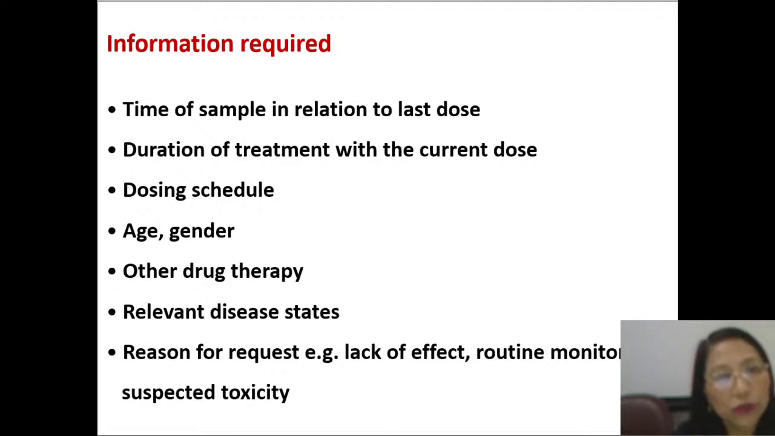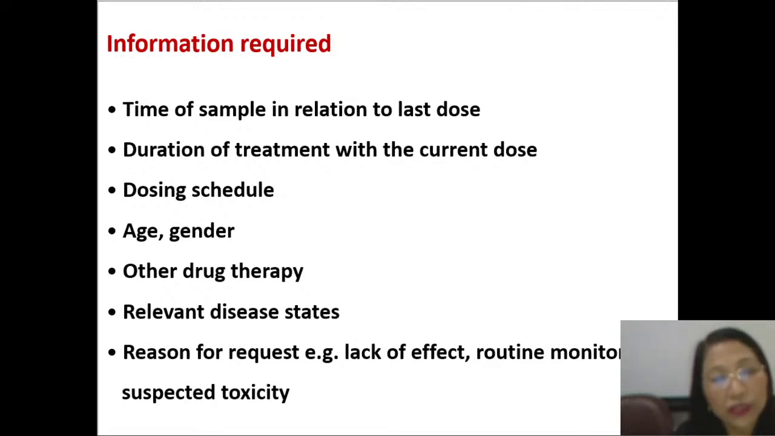We also need to know the dosing schedule. The age and gender of the patient are also required, because the levels may vary as per age as well as gender. Any other drug therapy is needed too, because there can be chances of drug interaction, with drugs which may alter the levels of the particular drug of interest that you are measuring. So we have to know any relevant drug interaction or other drug therapy.